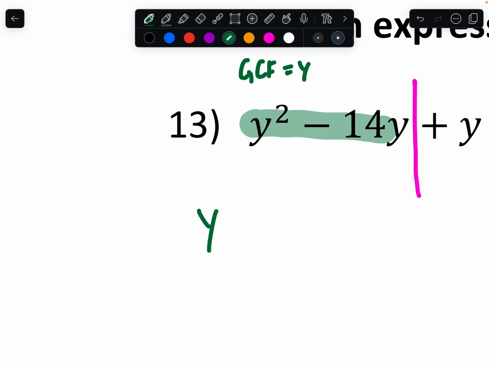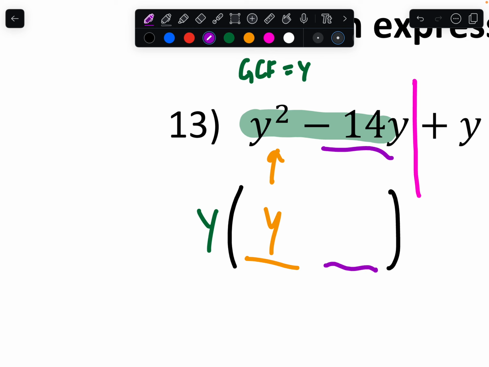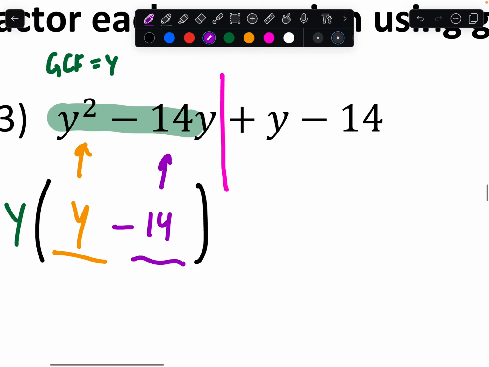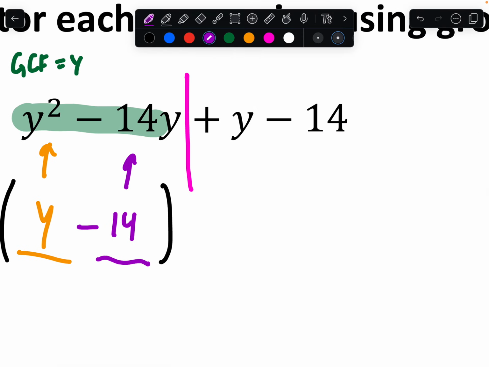And so that y comes out. Y times what? So again, this is that idea of y times what would give me y squared. Of course, that would just be y. And then y times what would give me negative 14y. And so I did y times negative 14 to get negative 14y. So there's the factor of that part. And then you want to go and look at the other part.